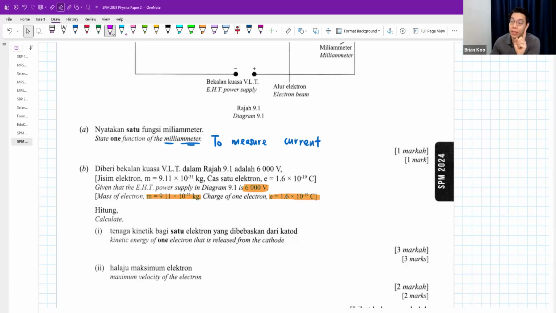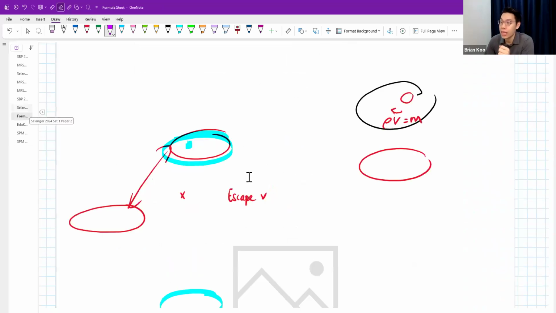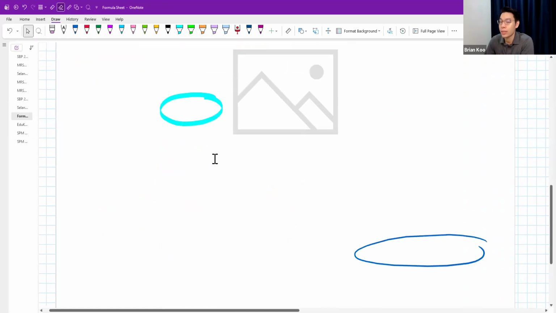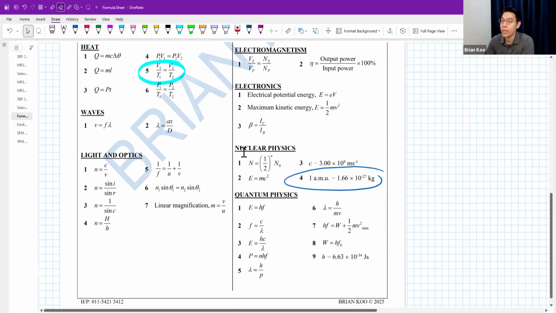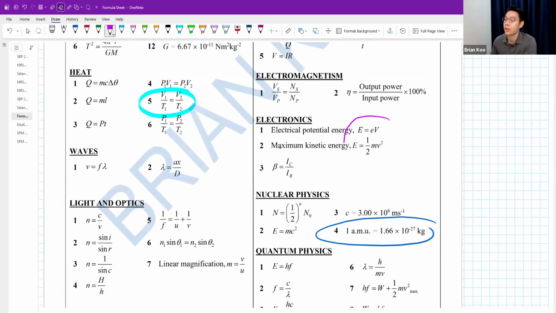I have right now the V, the m, the e. I want the kinetic energy, which by right is supposed to be half mv squared. The problem right now, I have the voltage, I do not have the velocity, I don't have the speed. Okay, but remember guys, that your energy is also called eV. In case you forgot, go to the formula sheet and always remember, you can use either formula. You can use the electrical potential energy, you can also use the kinetic energy.